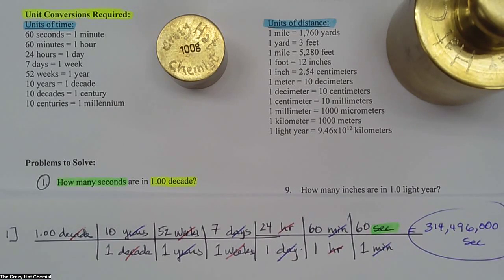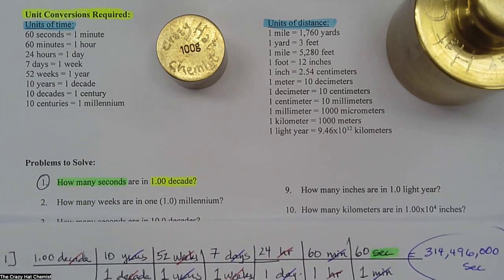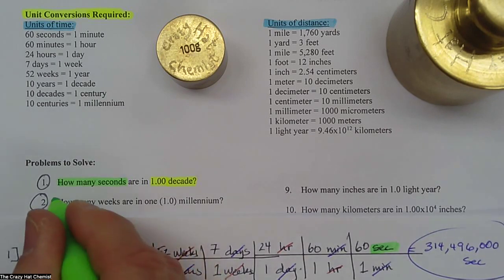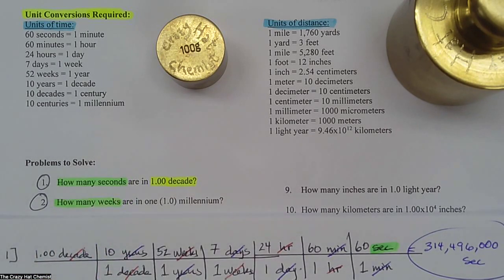All right, let's see if we can hammer out another problem. That is problem number 1. How many seconds in 1 decade? All right, problem number 2. Let's slide this down, and it says how many weeks are in 1 millennium? 1 millennium.